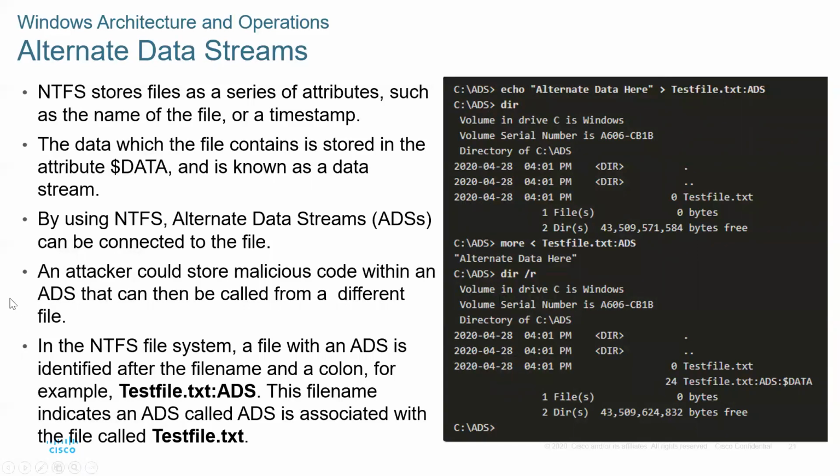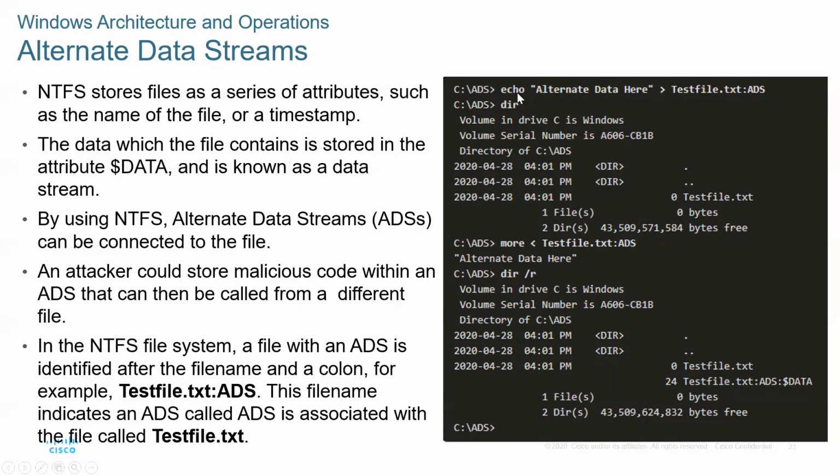This allows an attacker to store malicious code within that ADS and then have it called from a different file. So in the NTFS file system, a file with an ADS is identified after a file name and then a colon. For example, testfile.txt:ADS indicates the ADS, called ADS, is associated with the file testfile. So you can read a little bit more about that.